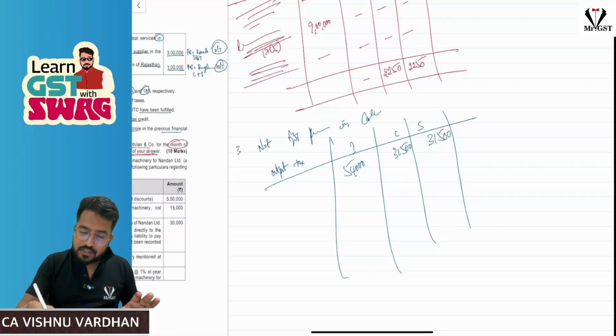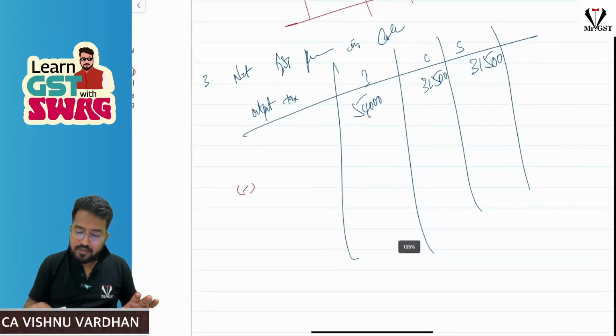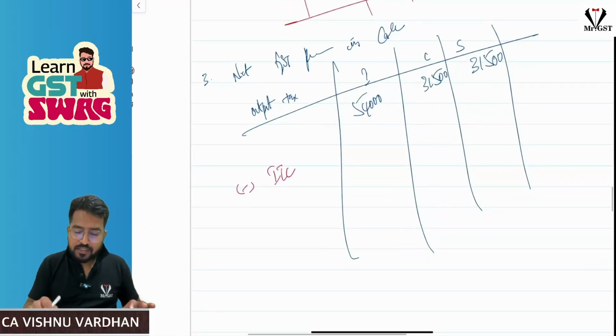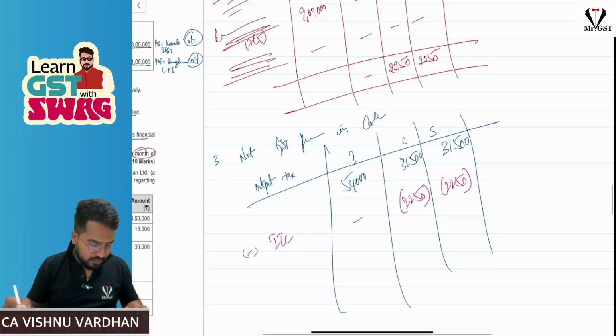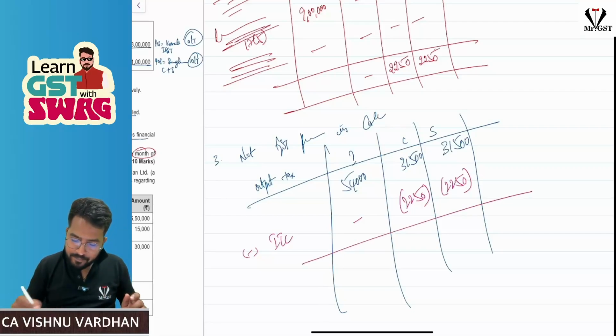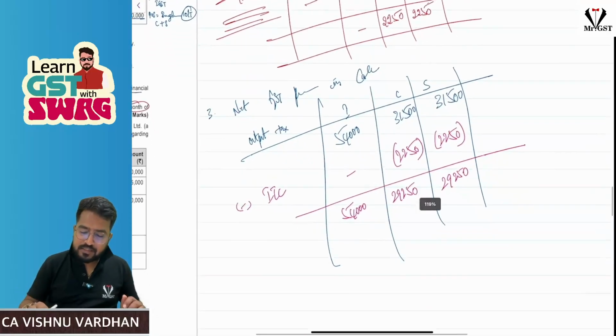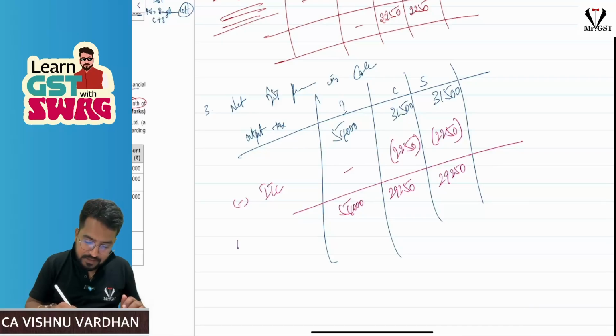Okay. Next, minus input tax. So what is input tax? Sir, input tax is nothing but 2250, 2250. So what is the answer here? It is 54,000 and 29,250, 29,250. Sir, this is the GST payable, net GST payable.